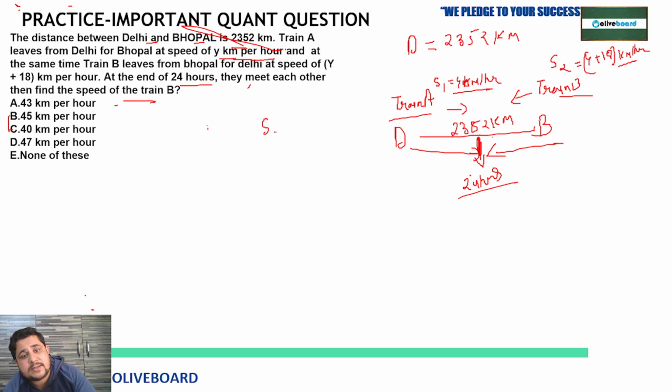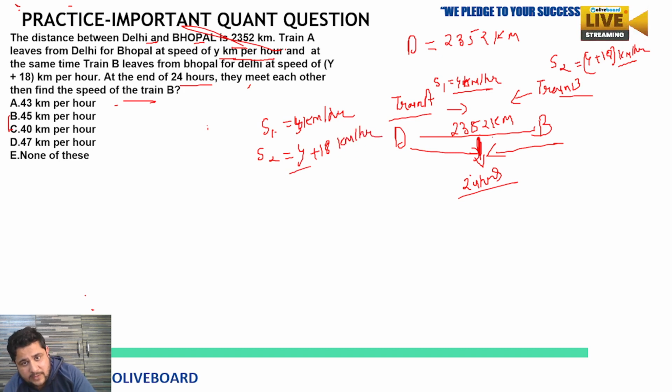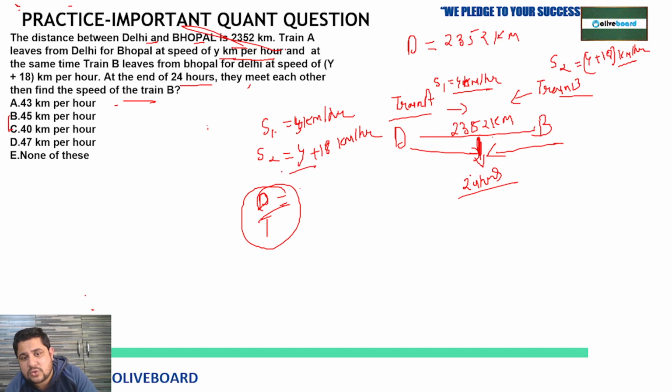So S1 is the speed of train A, that is y kilometer per hour, and S2 is the speed of train B, that is y plus 18 kilometer per hour. So the value of y we must calculate. How will we calculate it? We have the total distance and we also have the total time, both we have. So with the help of distance and time, can we calculate the value of y? Yes, it is possible. So first of all, what will be the relative speed of both the trains?